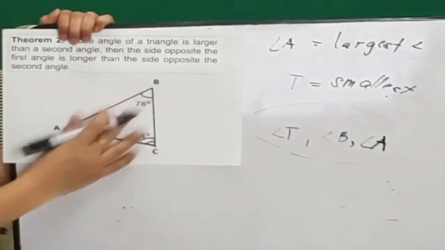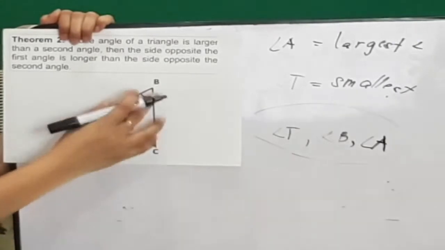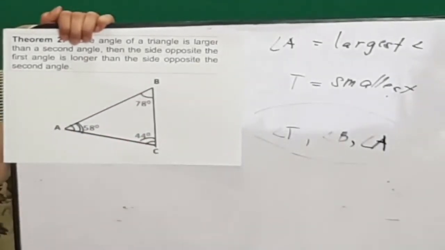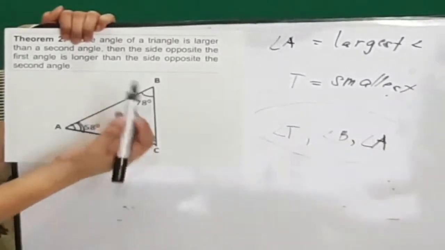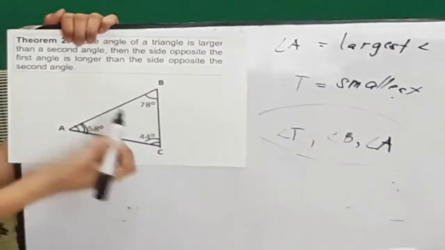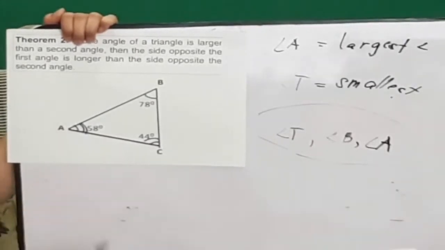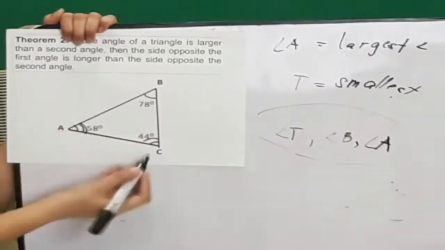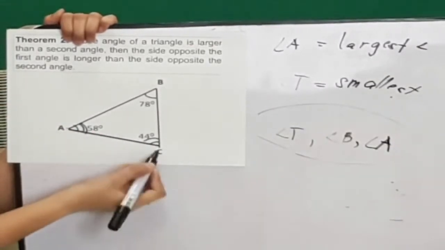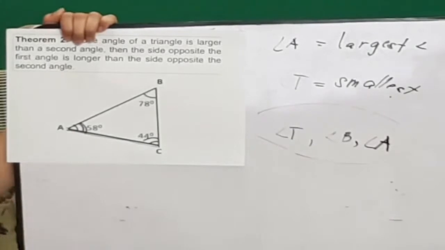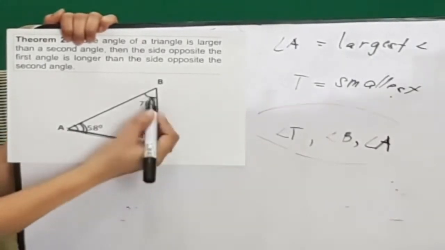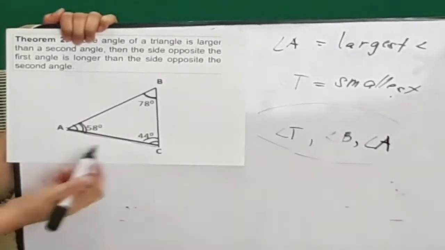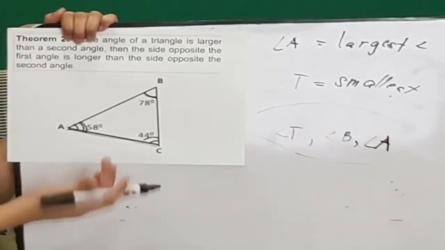So here in our figure, we have triangle BAC. And as you can see, angle B is the largest angle, which measures 78 degrees. Okay? Therefore, what do you think is the longest side of this given triangle? So, it's very clear, that is side CA or side AC. Yes, because this side is the opposite of this angle, which is the largest angle. So, again, side AC is the longest side of this given triangle.